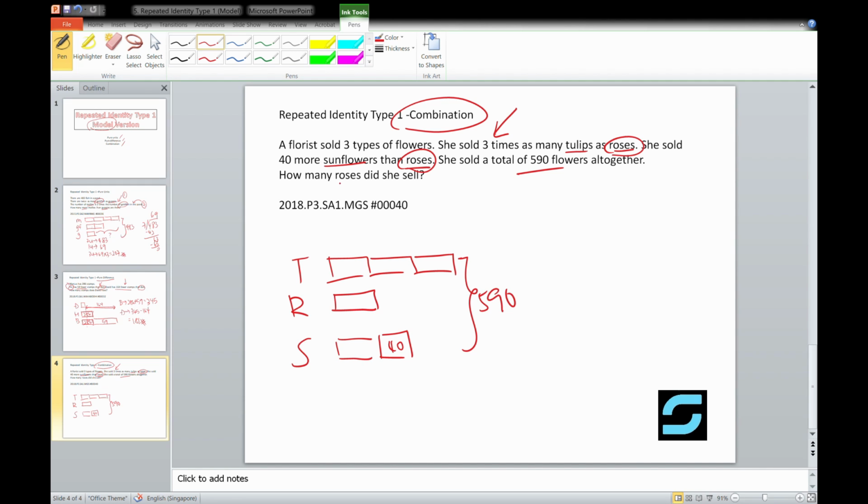My objective is to figure out the roses. So what I want to do is make sure that everything is the same. So I need to get rid of this 40. Then I'm left with 1, 2, 3, 4, 5, the 5 units. So 5 units is 590 minus 40, which is 550, allowing me to find 1 unit by taking 550 divided by 5, which is 110, which is actually the answer because roses is 1 unit.